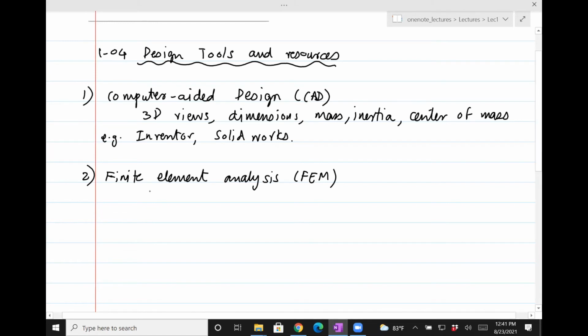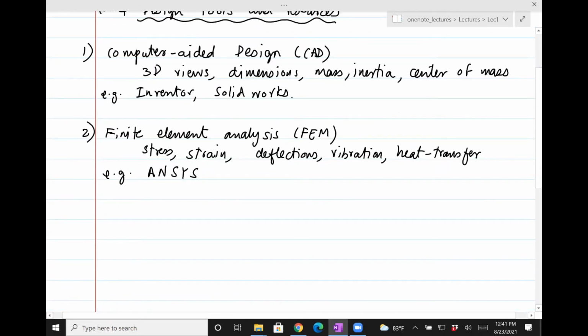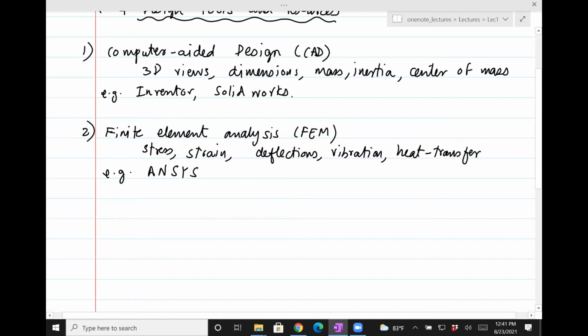So this basically helps you to do stress, strain, deflections, vibrations, heat transfer. Okay, and the tool which is typically used in the curriculum here is called ANSYS. And I forget what that acronym is for, but you can search ansys.com and you have more information on ANSYS.